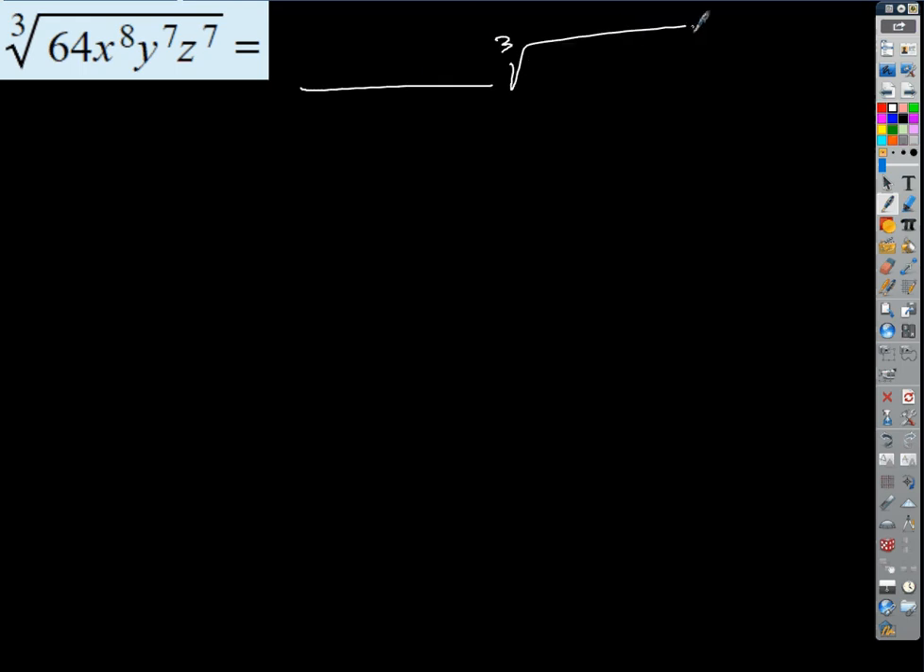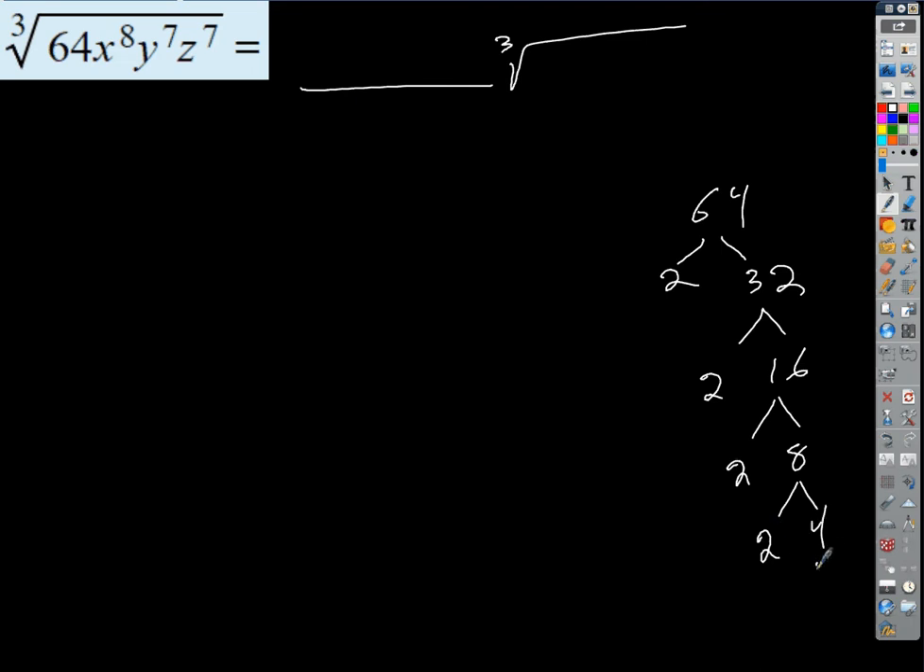Okay, let's deal with the number. What about 64? What does that break up into? So 2 and 32. 32 is 2 and 16. 16 is 2 and 8. 8 is 4 and 2, and 4 is 2 and 2.